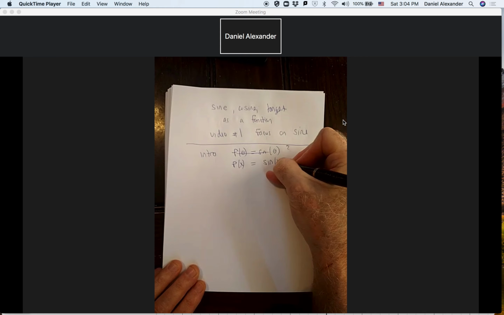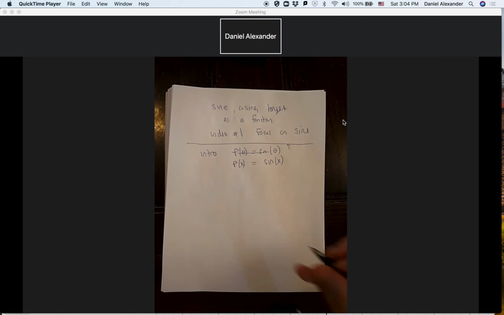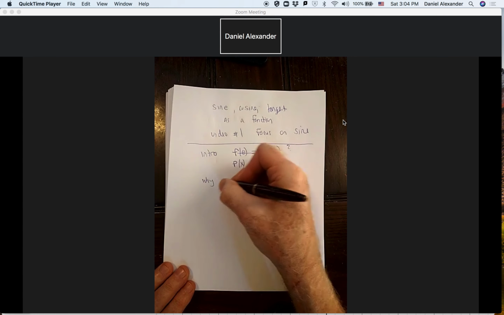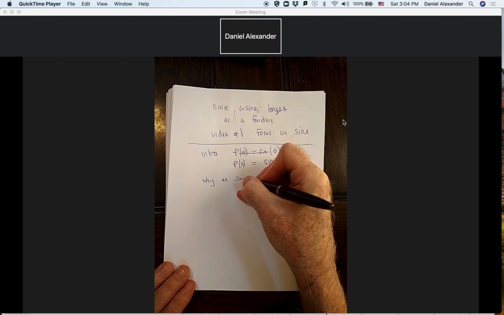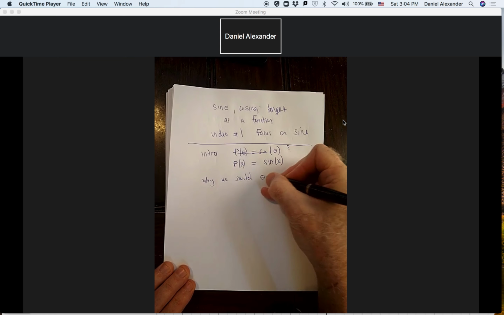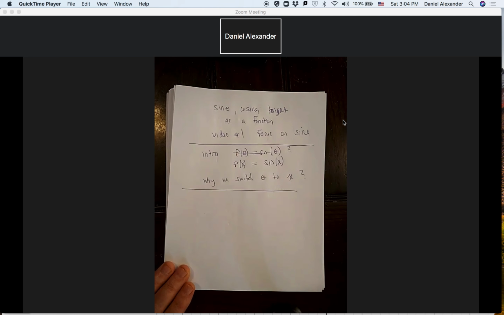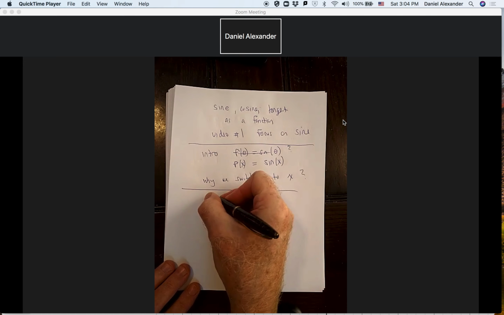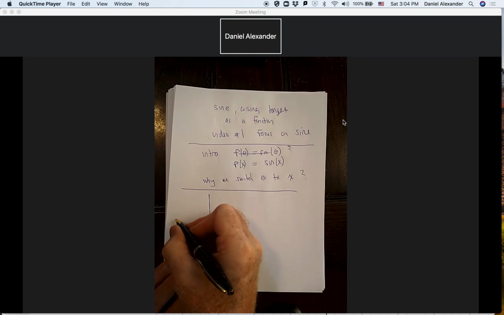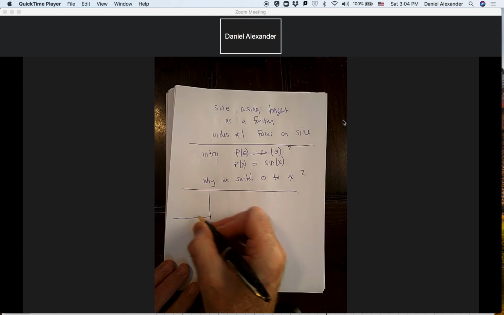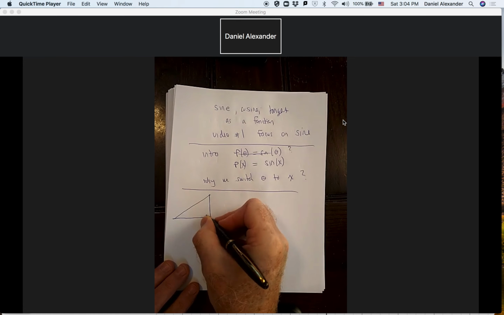Now, I think this could be a little confusing, so I'm going to go over why we switch from theta to x. This stuff bugged me, and I'm thinking it might bug you, that's why I want to go over it. So I'm going to explain why by a review. So here's where we started.